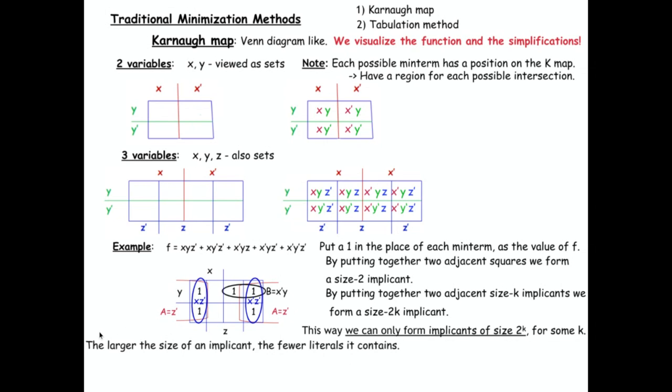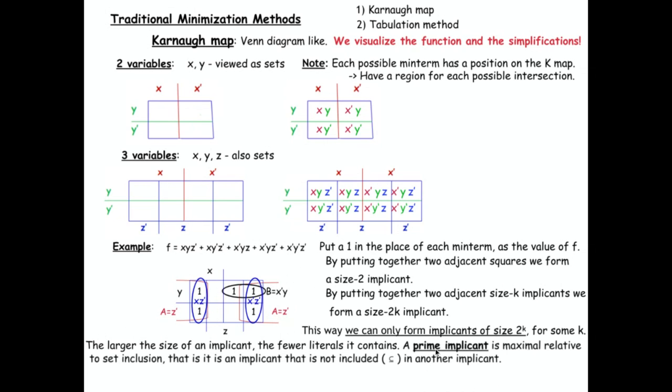Okay, now let's talk more about the implicants. The larger the size of an implicant, the fewer literals it contains, right? So if we had just a single thing, it would have 3 literals, just any of these ones. But once we put them together like B, it's a little larger, and now it will contain only 2 literals. And our biggest implicant, the red one, A, contains 4 ones. It's the biggest one, and it only has 1 literal, Z. Again, the larger the size of an implicant, the fewer literals it will contain.